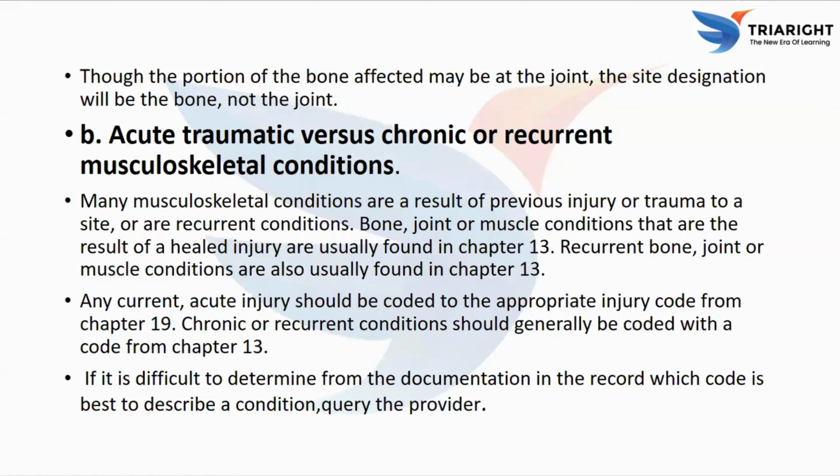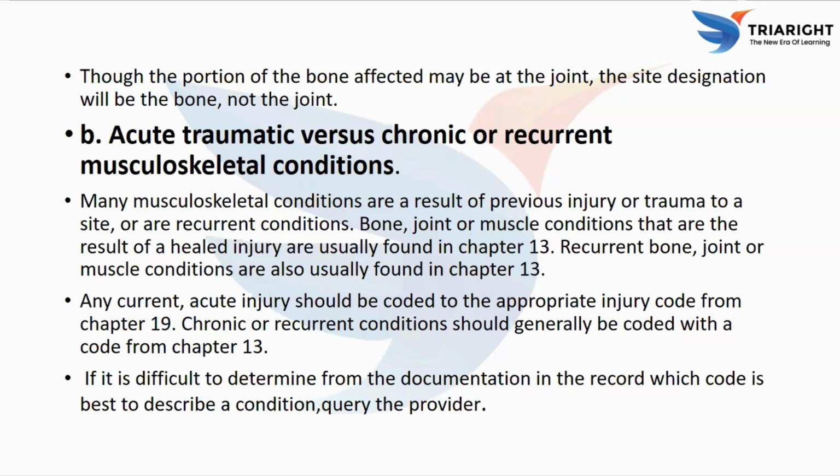Next, coming to the chronic or recurrent conditions. These occur when the patient had an injury long ago, but is now experiencing the long-term consequences, or the patient has a condition that keeps coming back, which is nothing but recurrent. For example, an old knee injury, now with chronic knee pain or osteoarthritis. In that case, you have to code chapter 13 codes.